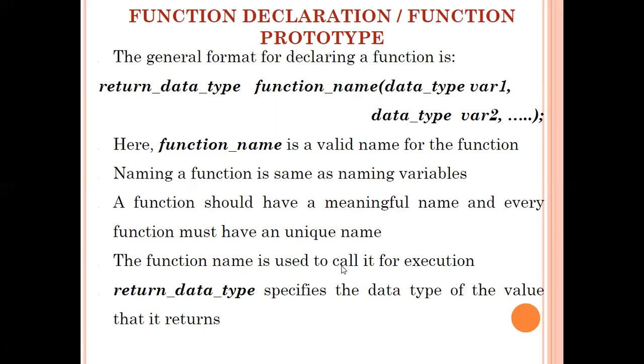Okay, so the function name is used to call it for execution. We already saw how we call a particular function, just by using the name of the function. And return data type specifies the data type of the value that it returns. Suppose it is going to return an integer data value, in the sense the return data type is integer, int. And if it is going to return any floating point value, in the sense float. So whatever data type you want to use, you can give the corresponding return data type here.